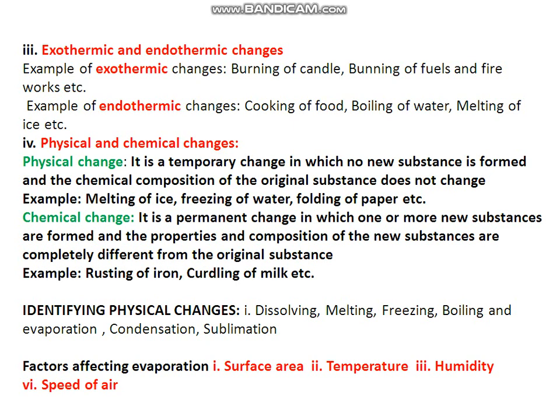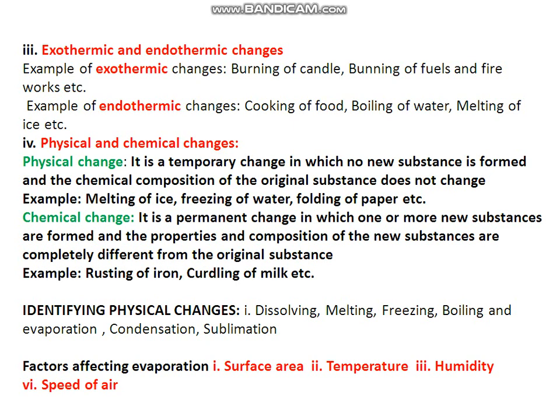So what is a physical change? It is a temporary change in which no new substance is formed and the chemical composition of the original substance does not change. Example: melting of ice, freezing of water, folding of paper, etc. Then chemical change. It is a permanent change in which one or more new substances are formed and the properties and composition of the new substance are completely different from the original substance.